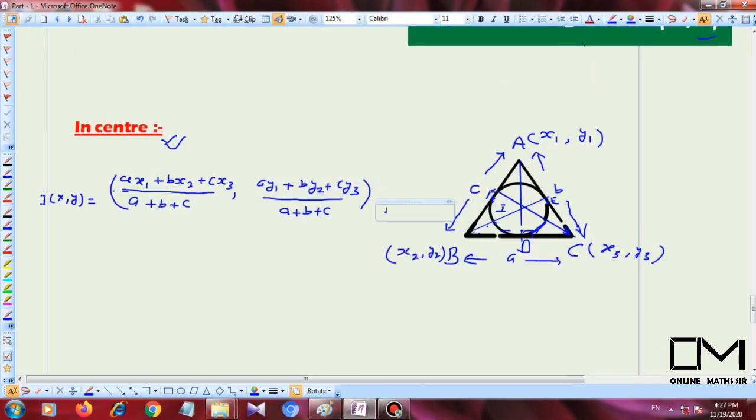The incenter is the intersecting point of the internal angle bisectors of a triangle, right? So these are the internal angle bisectors: AD, BE and CF. These are the angle bisectors of the triangle ABC, which intersect each other at I. So the coordinates of I are (a x1 plus b x2 plus c x3) upon (a plus b plus c) comma (a y1 plus b y2 plus c y3) upon (a plus b plus c).